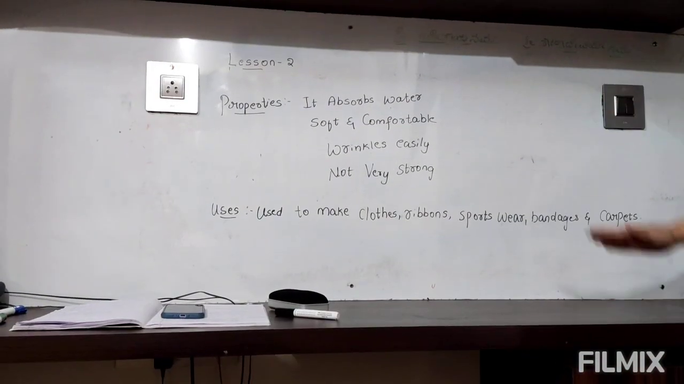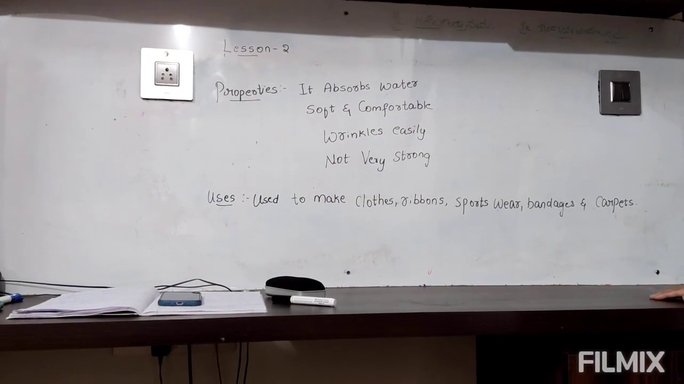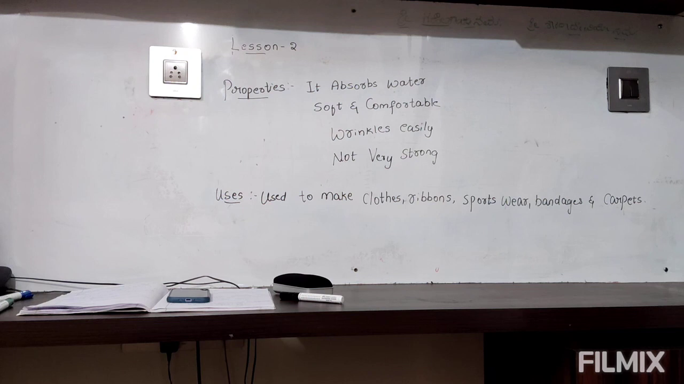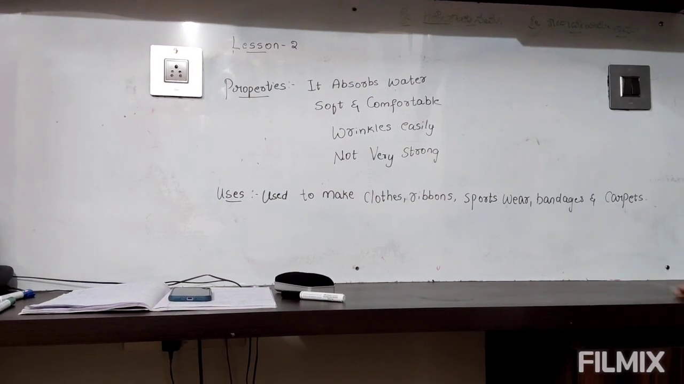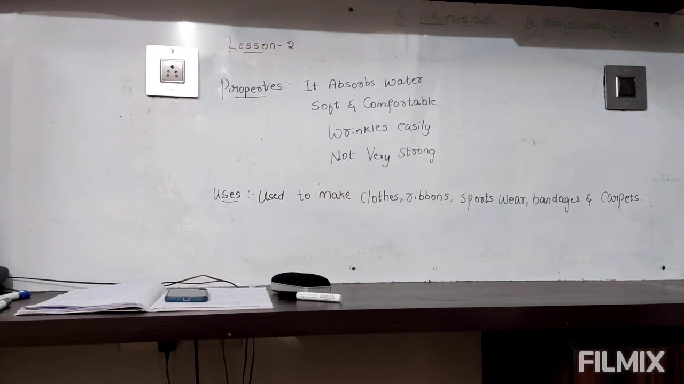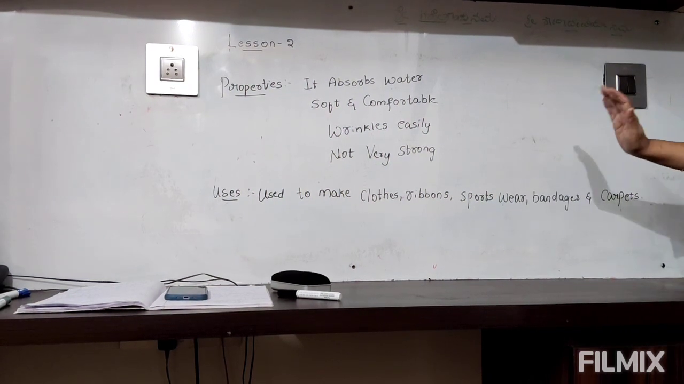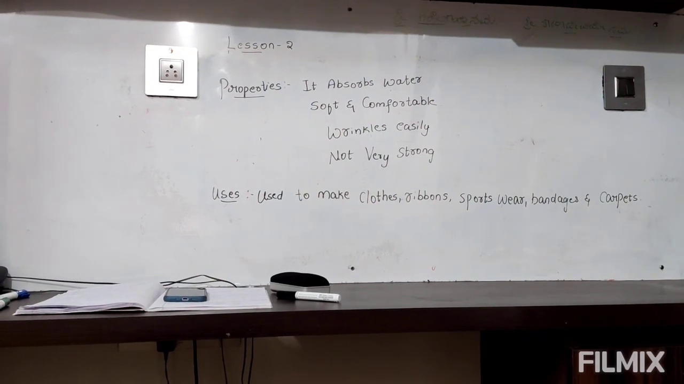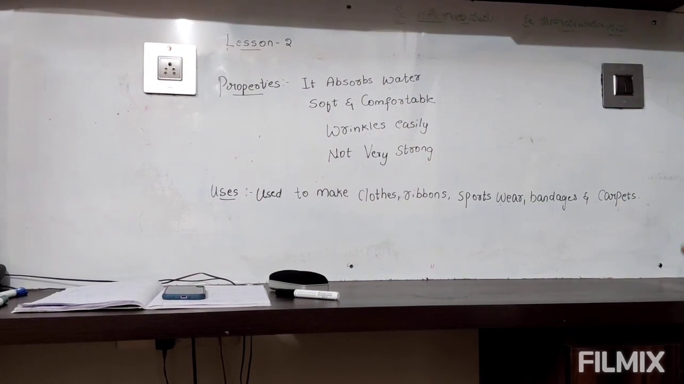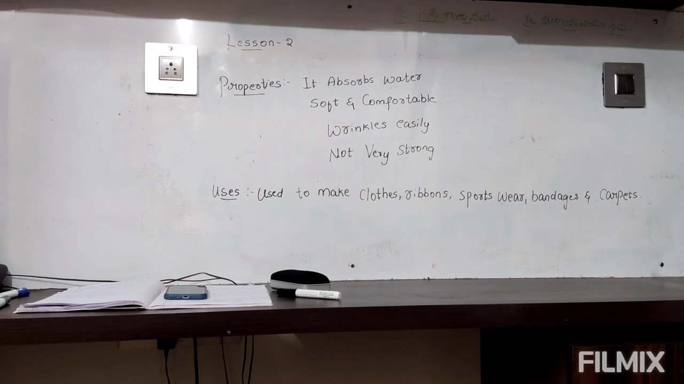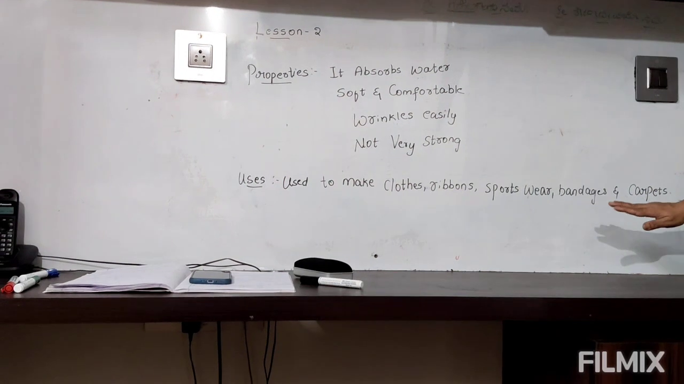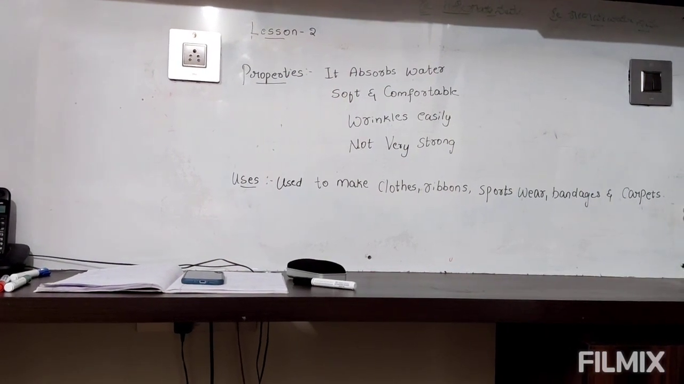Let us see the properties of rayon. It absorbs water. It is soft and comfortable to wear. It wrinkles easily, meaning it forms wrinkles easily. It is not very strong. Uses: it is used to make cloths, ribbons, sportswear, bandages and carpets.